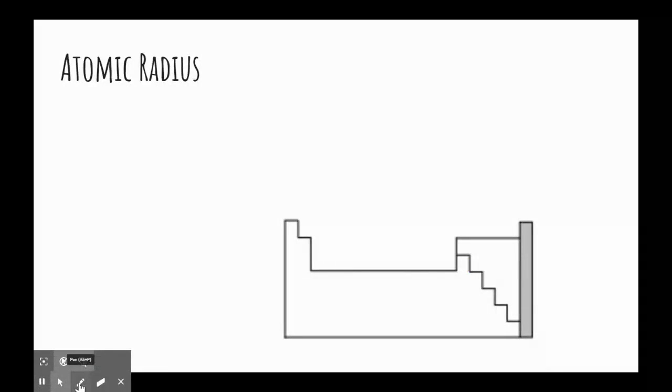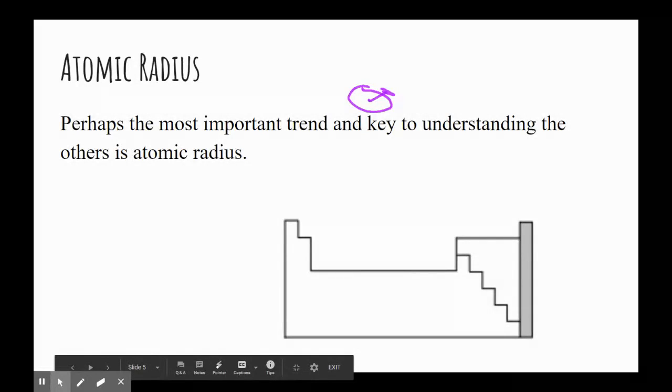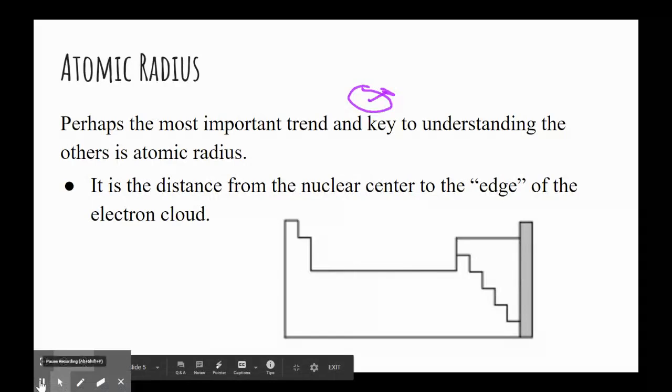The first trend we want to talk about is the atomic radius. Radius should be a familiar word to you already. You should have heard it from math. And you should remember that the radius is the point from the center of a circle to the outer edge of the circle. So atomic radius is the same idea. It is the distance from the center of the nucleus to the outer edge of the electron cloud. And it is probably the most important trend to understanding the others.